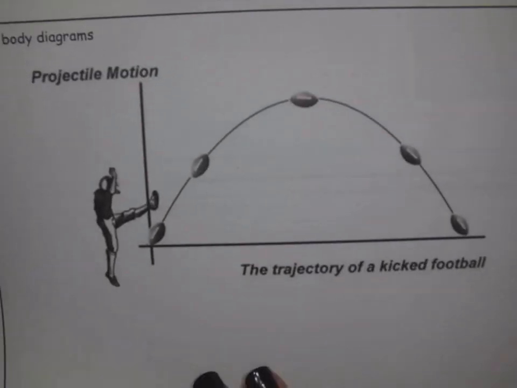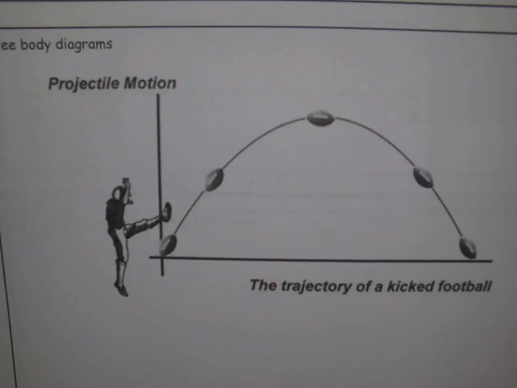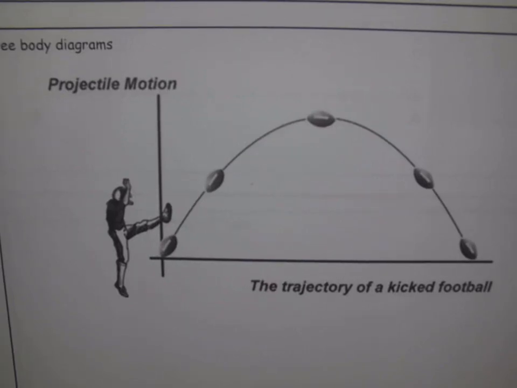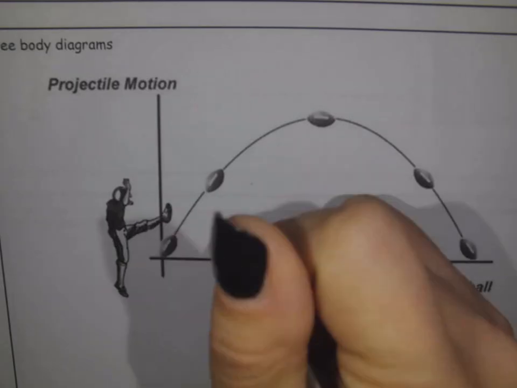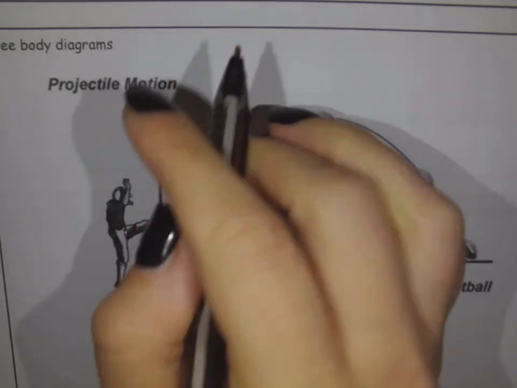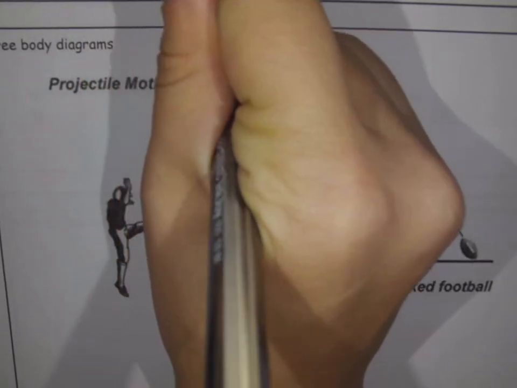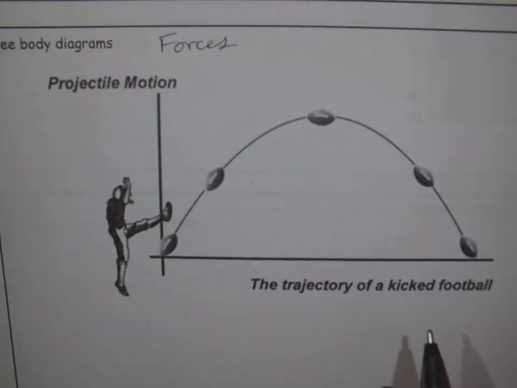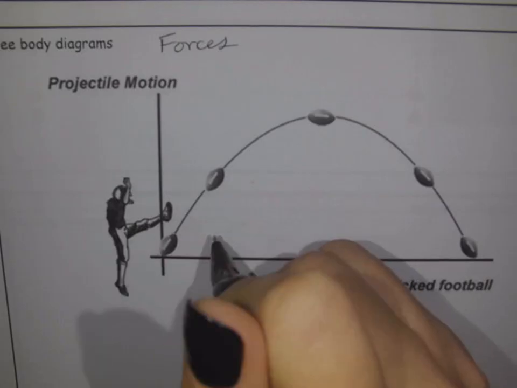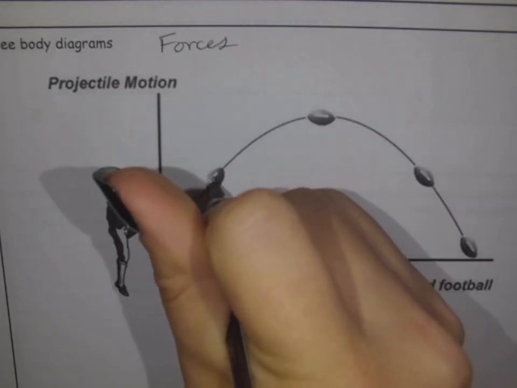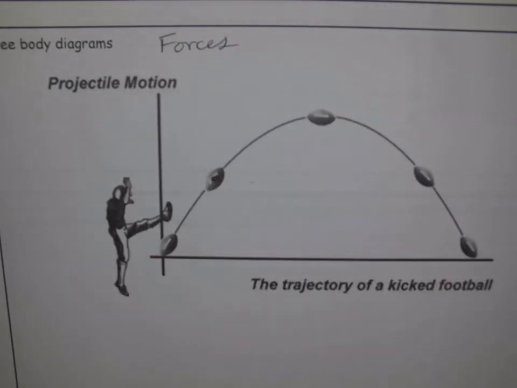Let's think about our football player right here, and we've kicked the football. So what forces act after our foot is no longer in contact with the football? This is going to be a free body diagram, specifically forces, not a free body diagram for velocity. That will be here in a little bit. So let's draw a free body diagram for the forces acting on this football.